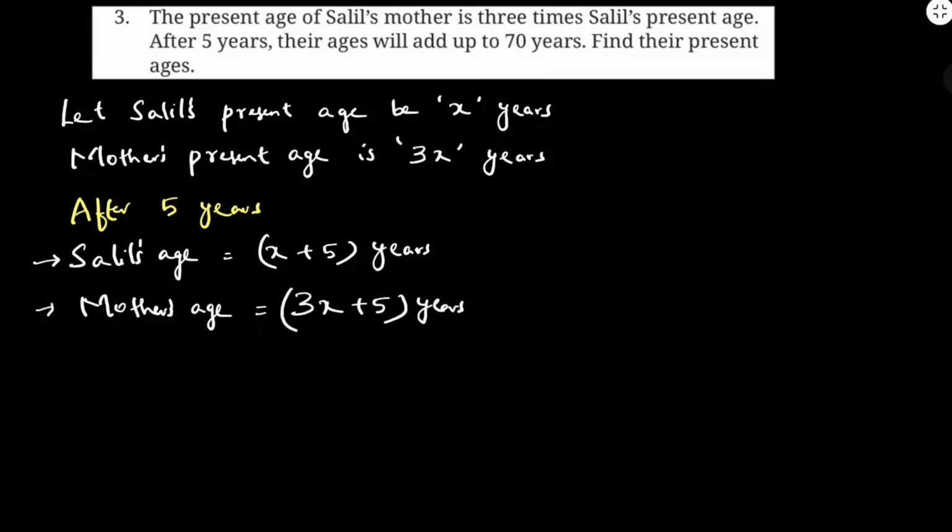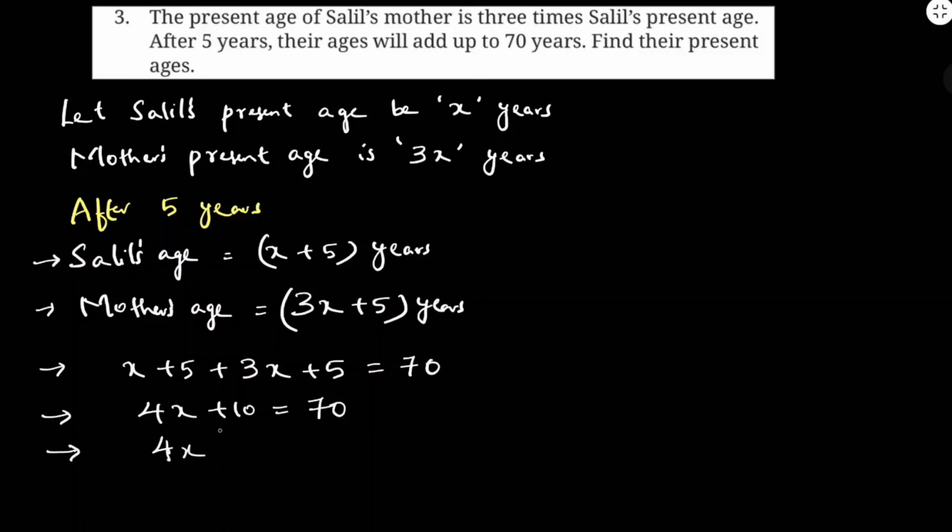So here now, given condition, that is after 5 years their ages will add up to 70. So the given condition is x plus 5 plus 3x plus 5 equals 70. So x plus 3x, 4x plus 10 equals 70.